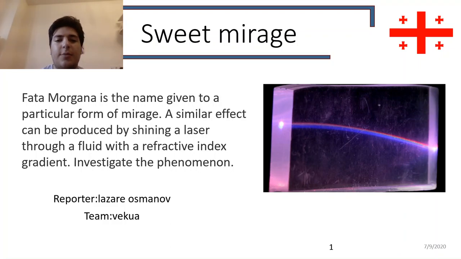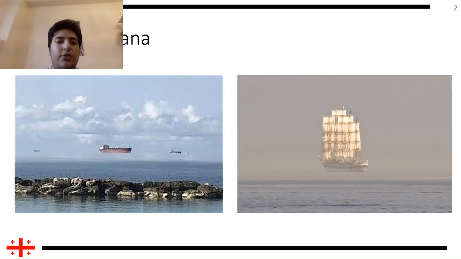Fata Morgana is the name given to a particular form of mirage. A similar effect can be produced by shining a laser through a fluid with a refractive index gradient. We have to investigate the phenomenon. But at first, let's talk about Fata Morgana.